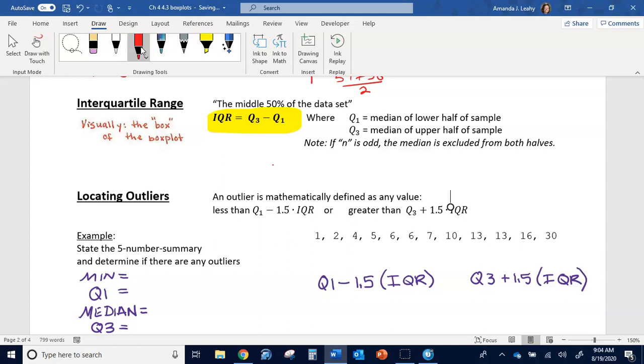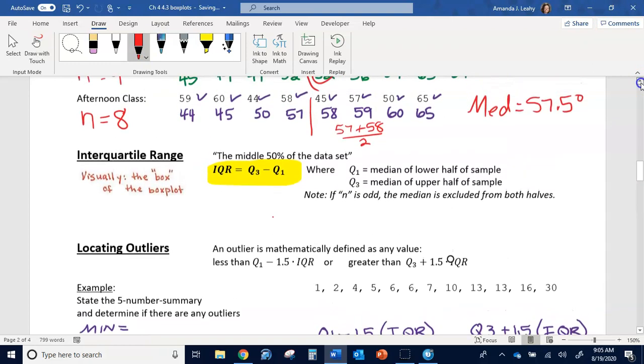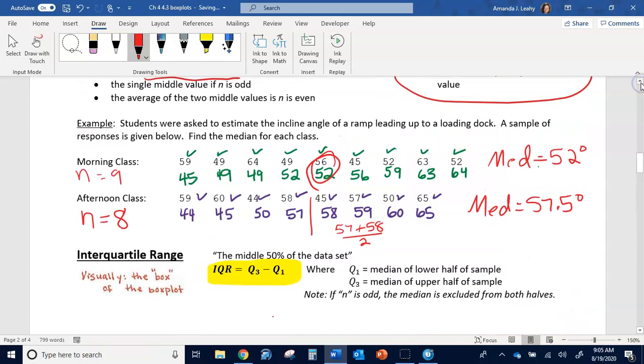Now, if you have your median as an actual data value, like up here in the morning class, where we were going to find the median, and the median was 52. When I talk about the median of the lower half, I am only looking at these lower 4 values here. So my quartile 1 would be halfway in between 49 and 49 in this case.